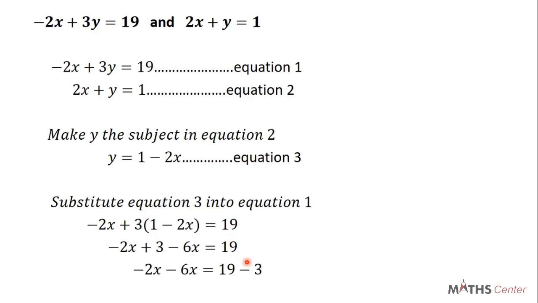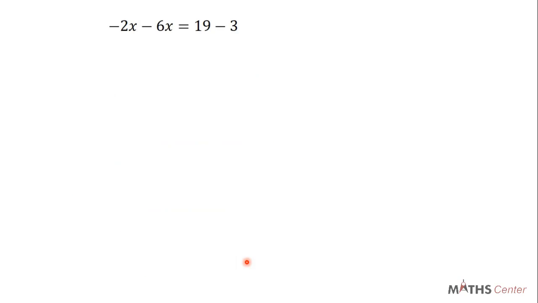We group like terms and we simplify. We are going to have minus 2x minus 6x is equal to 19 minus 3. So minus 2x minus 6x is equal to 19 minus 3. This is going to give us minus 8x is equal to 16. We divide both sides by minus 8 and x is giving us minus 2. So we have been able to find x to be minus 2.